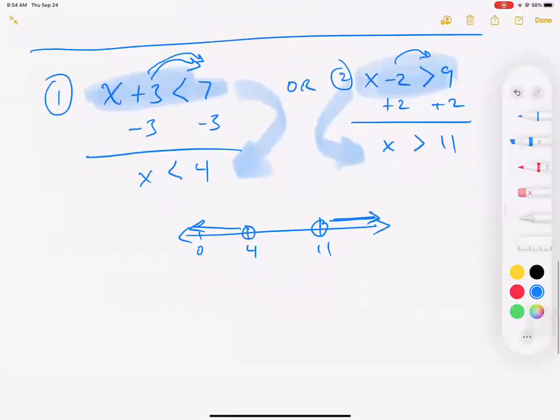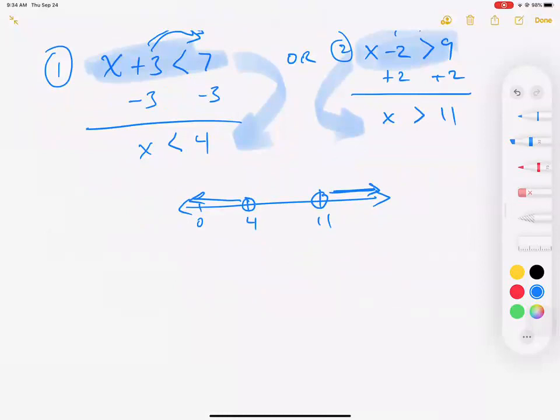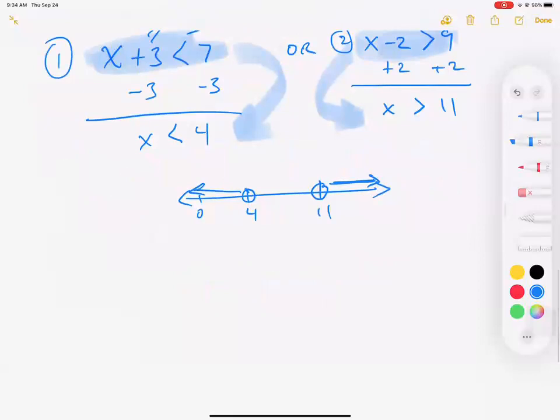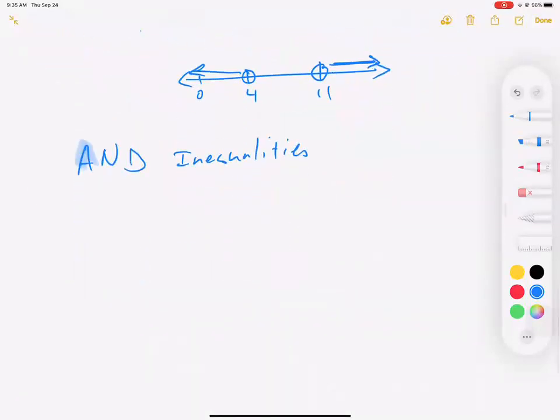Now, to be good at these, you really have to be good at our last test when it came to solving equations. So here is our new type, and this is for "and" inequalities, the ones that look ugly. Remember, we can write an "and" inequality like this: 3 is less than x is less than 5.